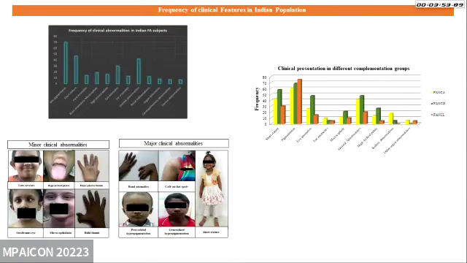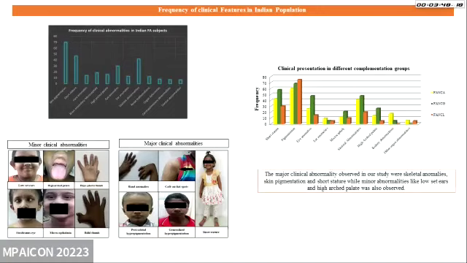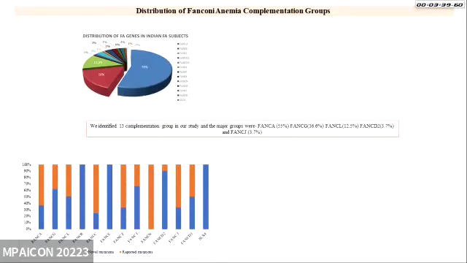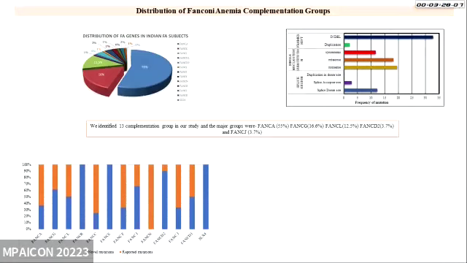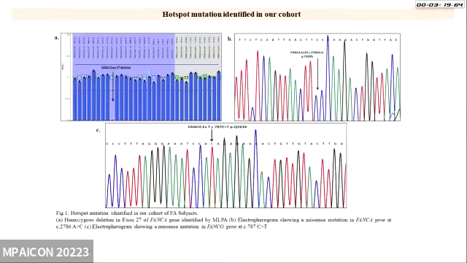We could see that there were minor as well as major clinical abnormalities. The major clinical abnormalities were skeletal anomalies, skin pigmentation, and short stature, while minor ones were high-arched palate and low set ears. When we did a molecular analysis, we could identify 13 different complementation groups, and the major ones were FANC-A, FANC-G, FANC-L, FANC-D2, and FANC-J as well. The mutations were commonly indels, followed by nonsense and missense mutations. We could identify 55.8% novel mutations in our study. Further, there were 3 hotspot mutations, 2 in the FANC-A gene and 1 in the FANC-G gene.